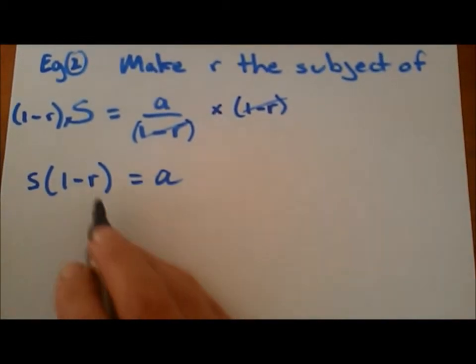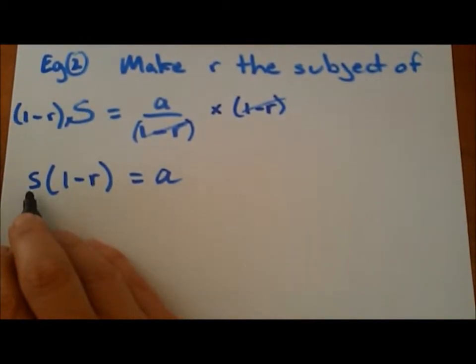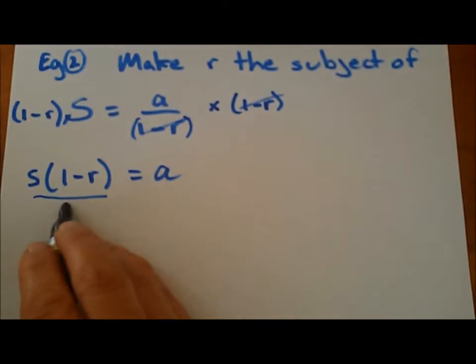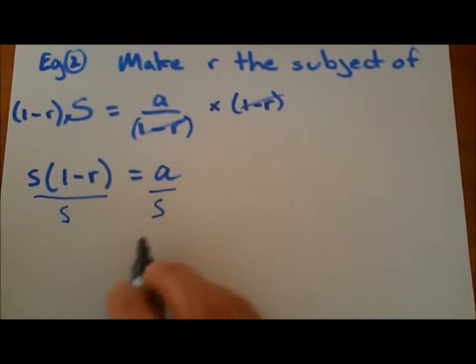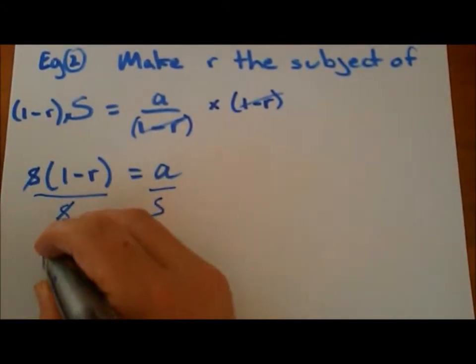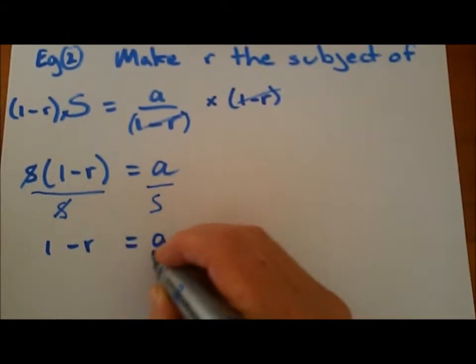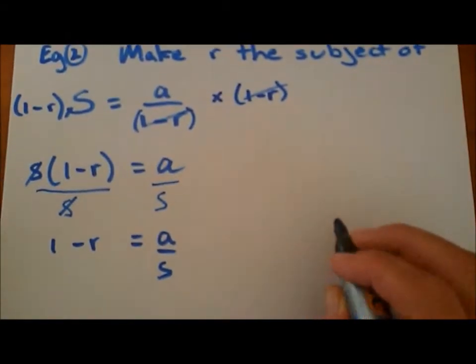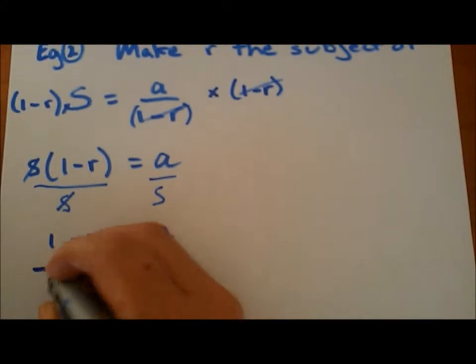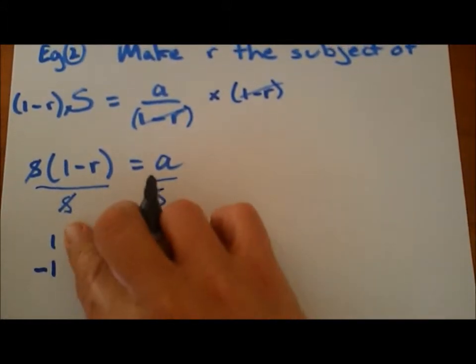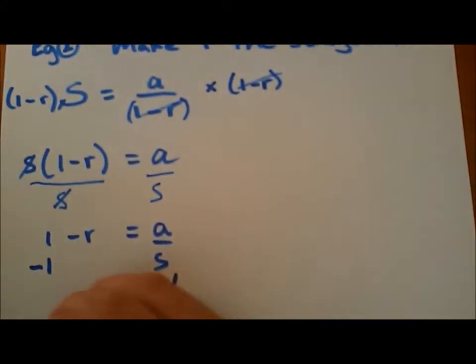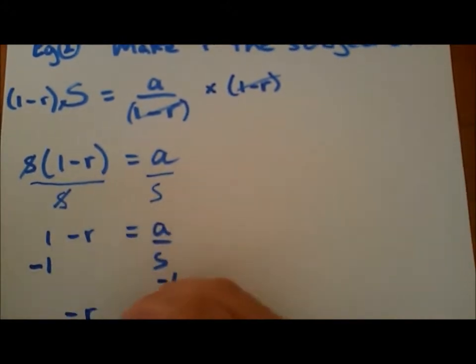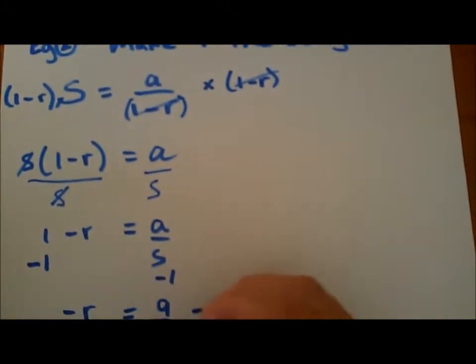Now I want to make r the subject. So I need to get rid of this s. So I'm going to divide both sides by s. 1 minus r is equal to a over s. I now need to get rid of this 1, so I'll subtract the 1 because the 1 itself is positive. Subtract 1. Negative r, keeping that in mind, is equal to a over s minus 1.